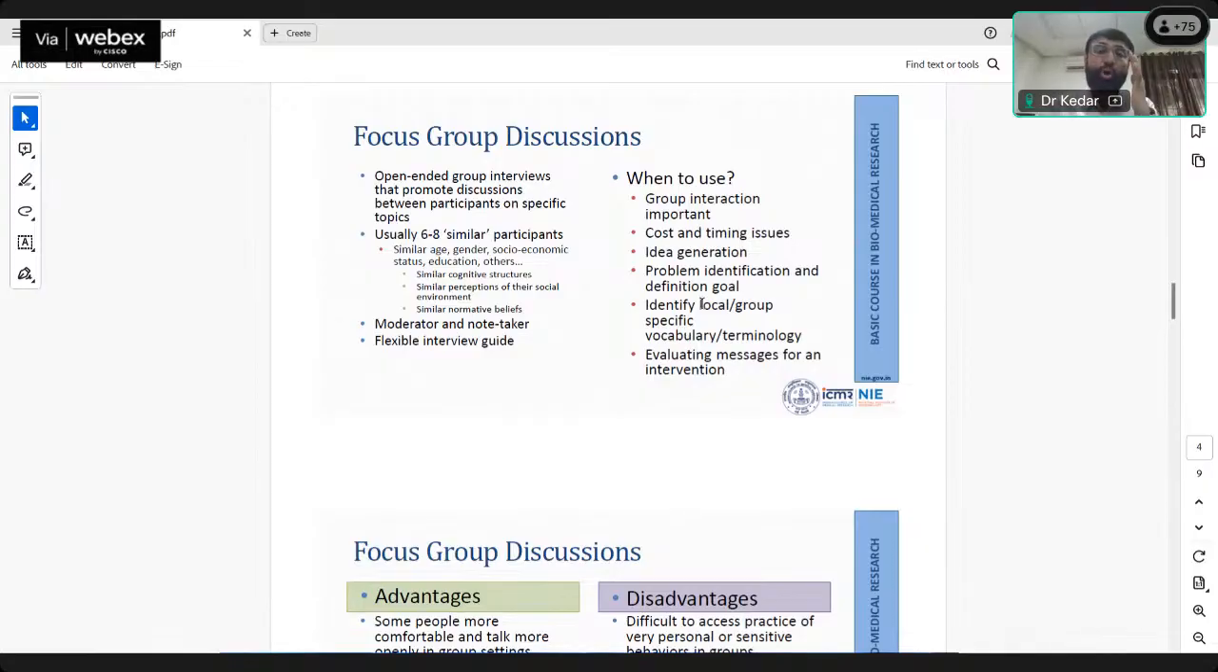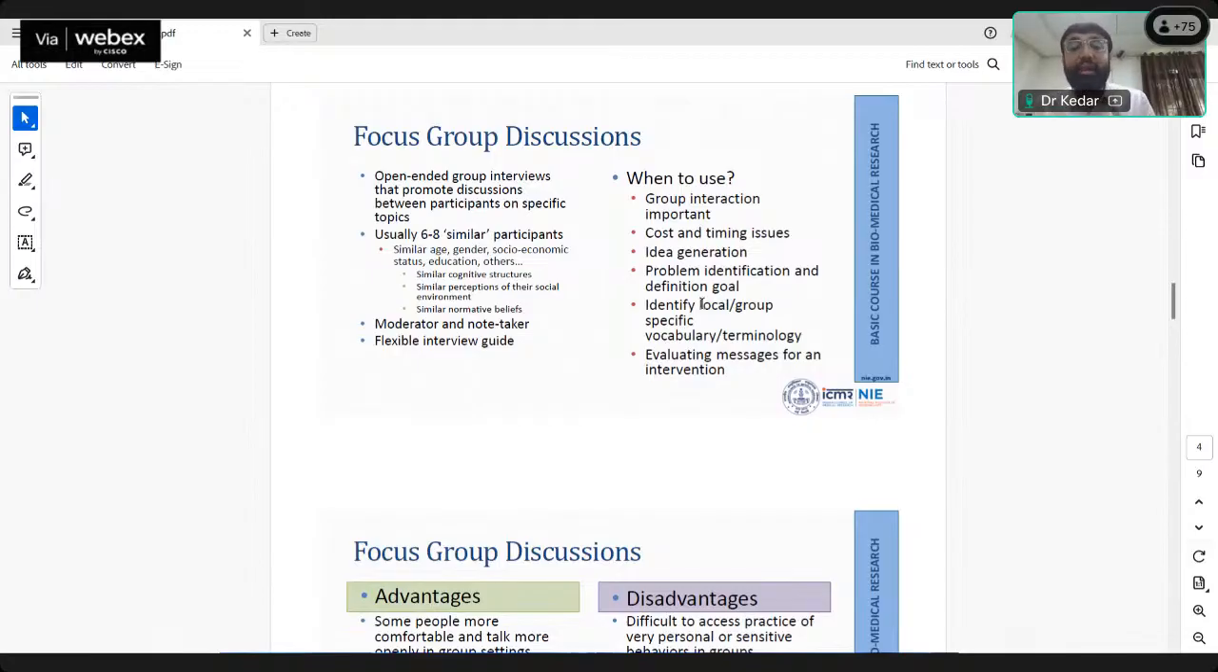So if I'm taking interview of, say, for example, all ASHA workers or of all faculties, then they would be all faculties. I cannot include resident doctors. Focus group discussion of only all faculties. So all are from medical background and all are faculties of a medical college, right? There is a moderator, there is a note taker, and there is an interview guide also in FGD.